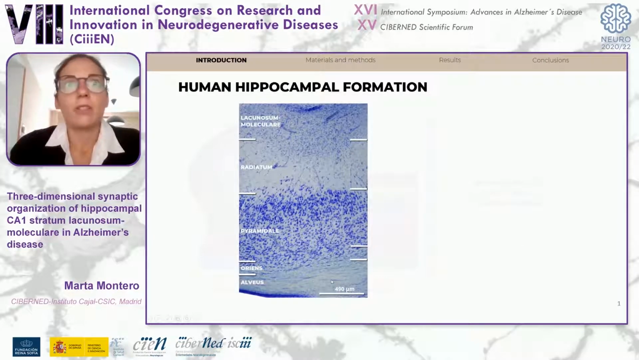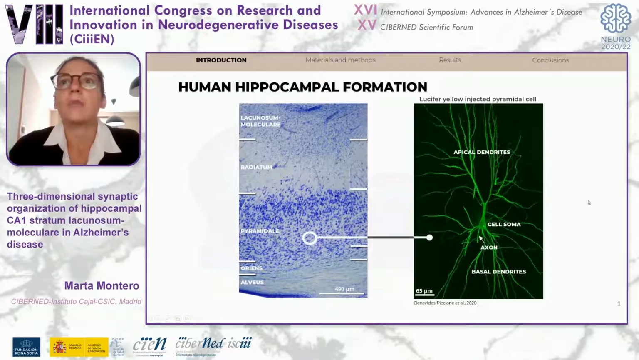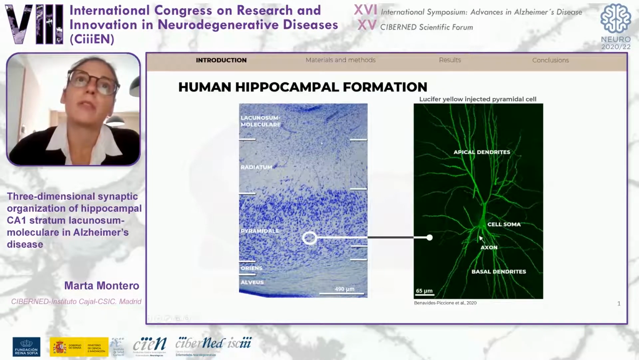The CA1 field is commonly subdivided into 5 strata. Pyramidal cells, which are the main cells of this region, are located in stratum pyramidale. The apical dendrites of these pyramidal cells extend through the whole thickness of the region, with the most distal parts being located in stratum lacunosum moleculare.